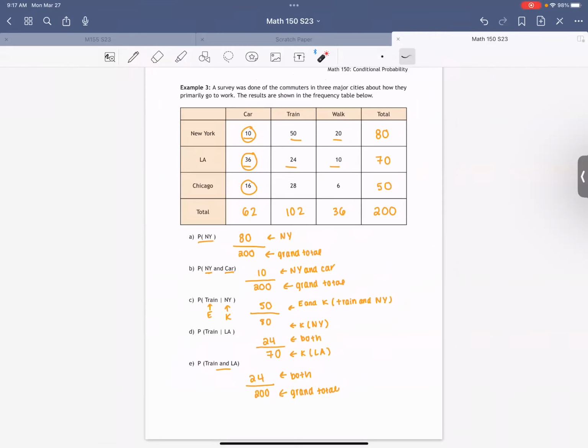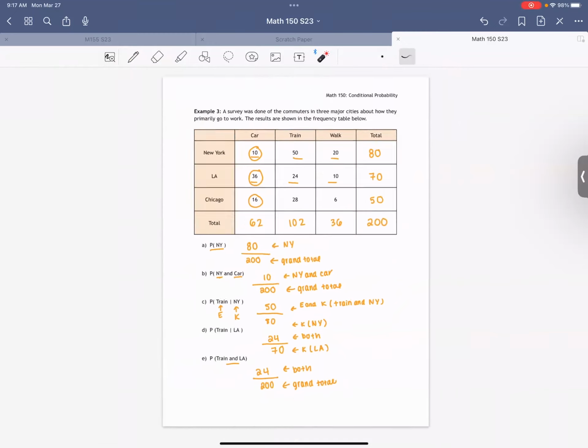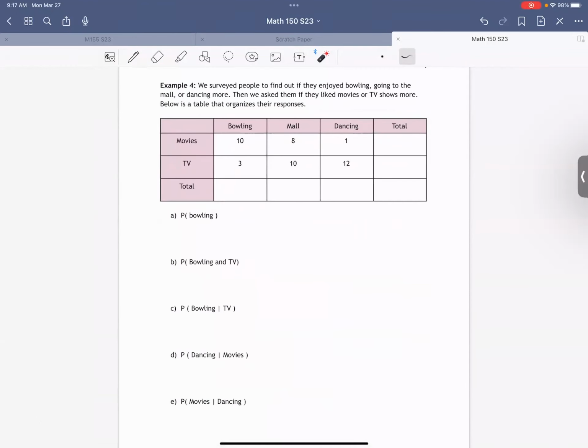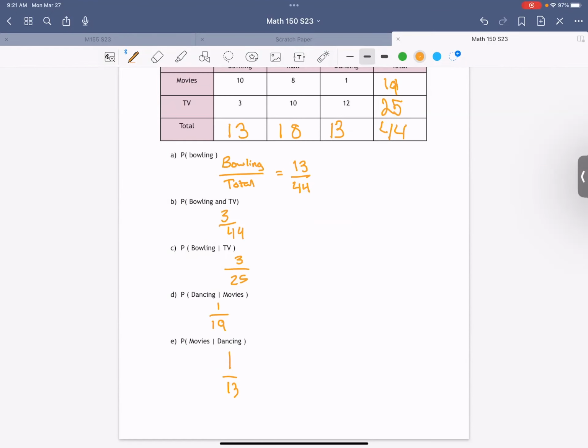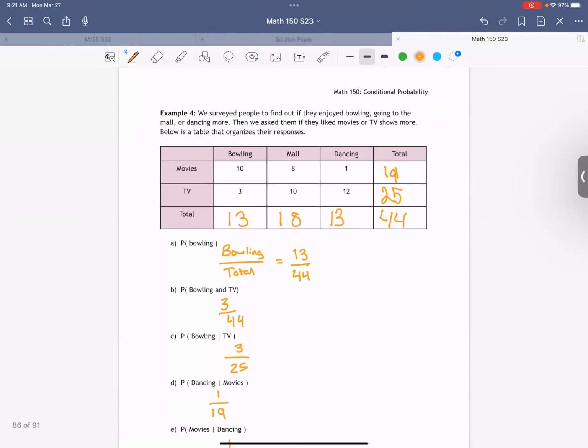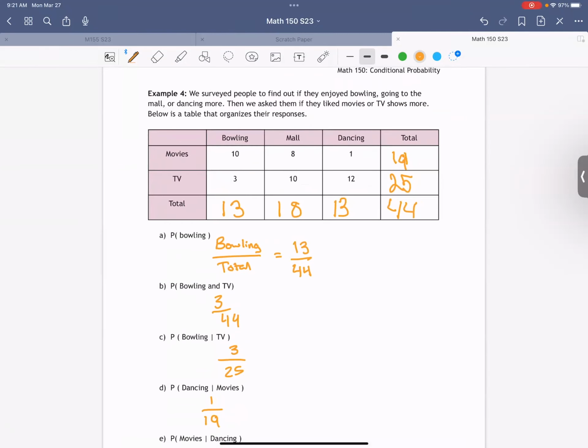All righty. Then if you flip the page over, I have another situation. This one's asking if people like bowling, going to the mall, or dancing. I'm going to give you a few moments to work on this example and we'll come back. Let's come back up to the front here. So I really like this example. We have a different type of table this time.